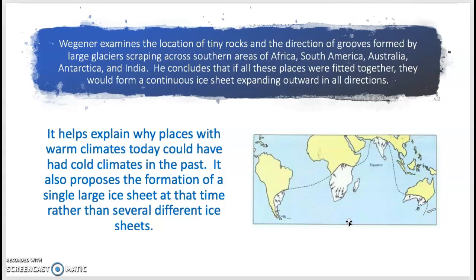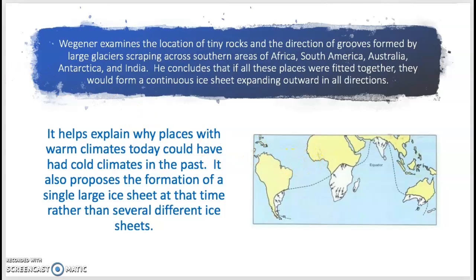It also proposed the formation of a single large ice sheet that would have covered Pangea and then left its scrapes as Pangea broke apart. And the directions of the scrapings match the directions that the continents are in today. So Wegener used the ice sheet as good evidence for continental drift.